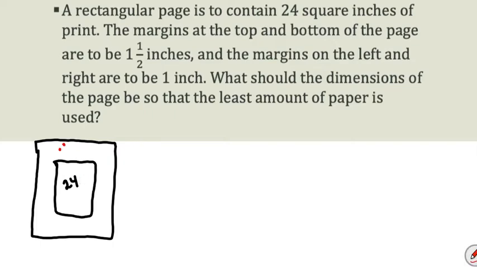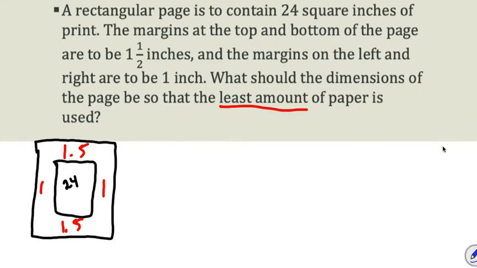So, oops. Let me back that up. There we go. So 1.5 at the top and the bottom. And I also know that at the sides it's going to be 1 inch margin. So we want to know what the dimensions of the paper should be so that we use the least amount of paper. So this means that we're looking for a minimum. We're trying to find out what the least amount of paper would be to get this.